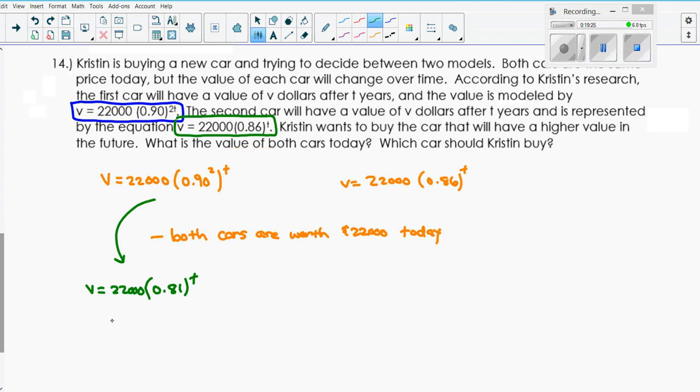So that means that this one is 81%, which is decay of 19%. This one over here is 86%, which is decay of 14%.